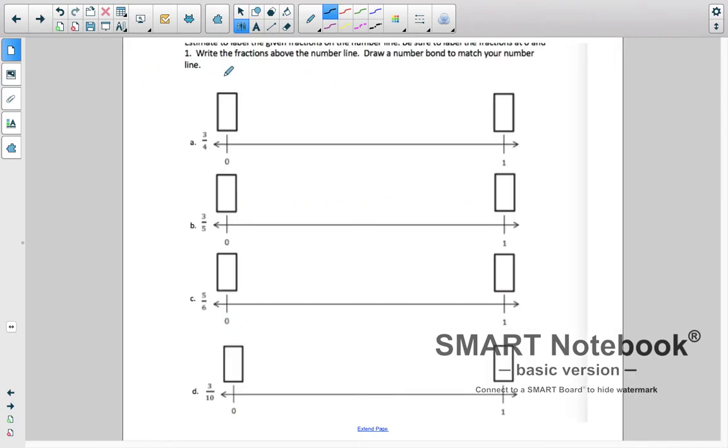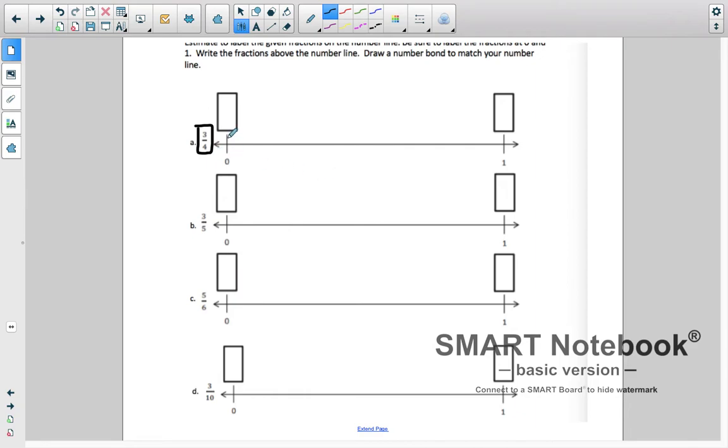All right, number 1 says, write the fraction above the number line. Draw a number bond to match your number line. So we have to put our fraction, and we have to always also draw a number bond. So the first fraction they want us to find is 3/4. So they labeled 0 and 1 on the ends. That's good, because that's the first part that we have to do.